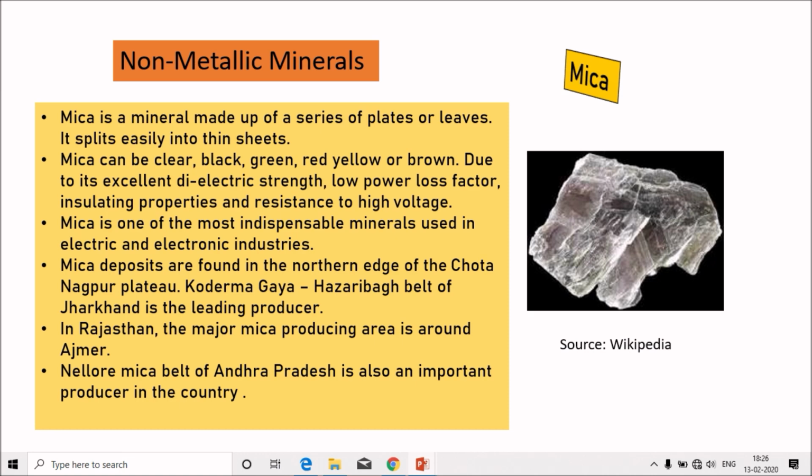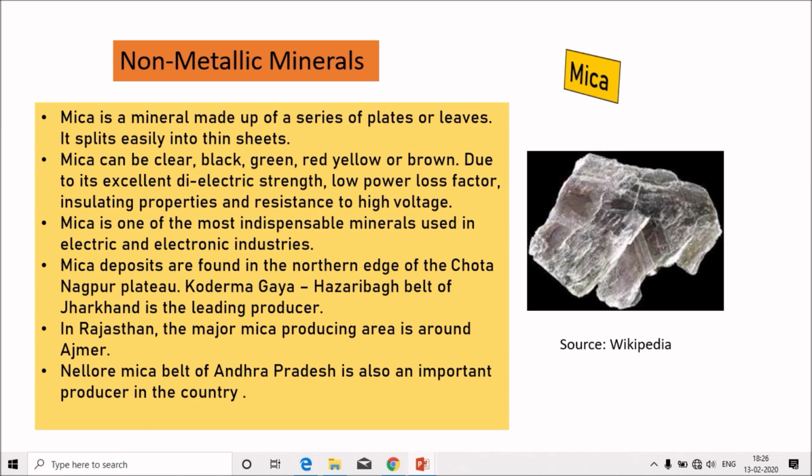Mica deposits are found in the northern edge of Chota Nagpur plateau at the Koderma Gaya Hazaribagh belt of Jharkhand, which is the leading producer of mica, and it is also found in the state of Andhra Pradesh at Nellore, where it's an important producer in the country. So, among the non-metallic minerals, we are going to study about the mica mineral.